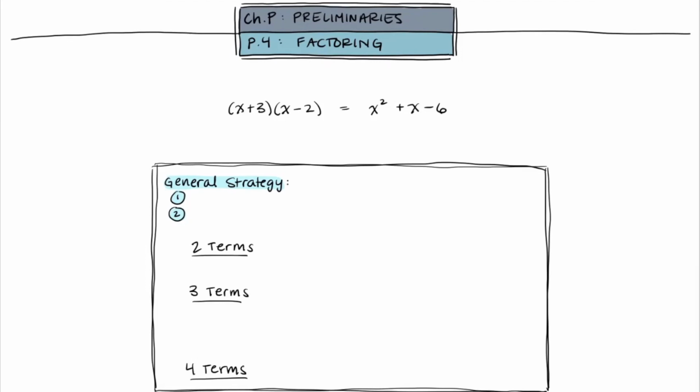This section is on P.4, which is our last section in our preliminaries chapter. A really important section on factoring, something that we're going to be needing to do throughout the entire semester.